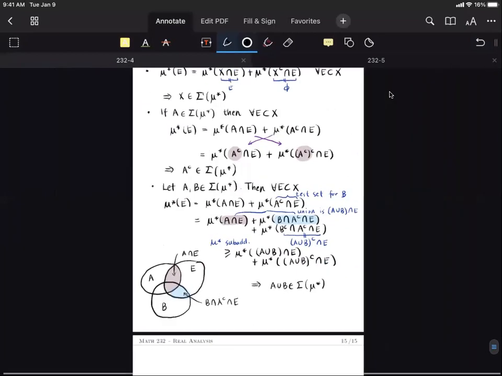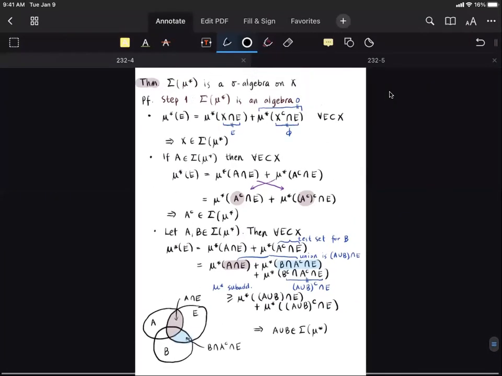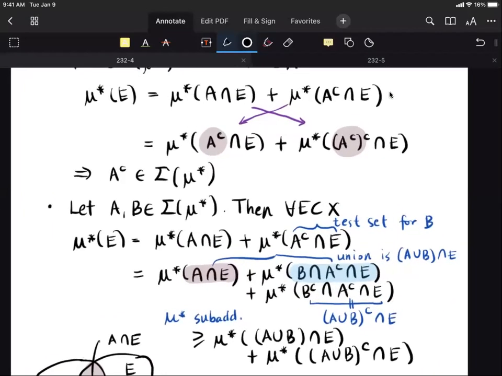So to summarize, the first one, we have established that X is measurable. The second one, we have established that it is closed under complementation. And finally, it is closed under finite unions. Therefore, the collection of measurable sets with respect to the outer measure, mu, forms an algebra. Okay, so let's go to the second step.